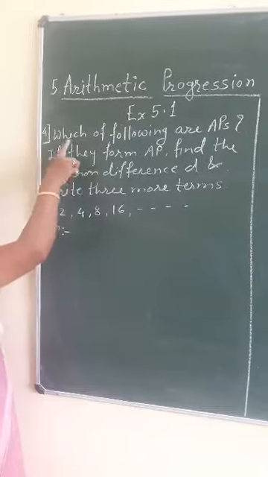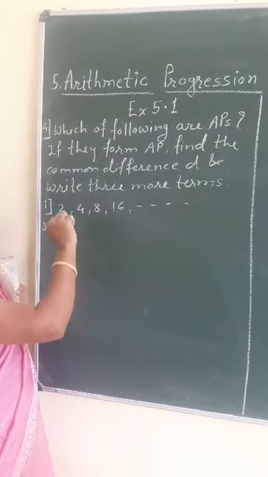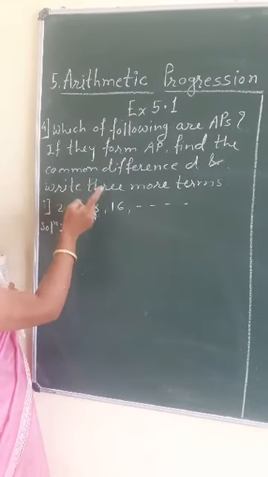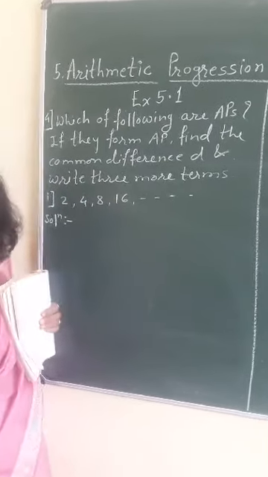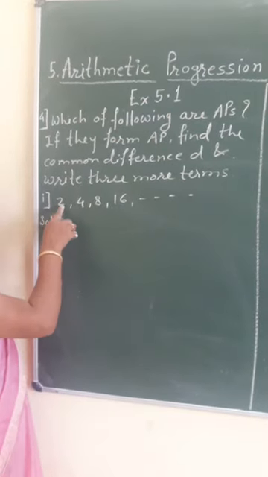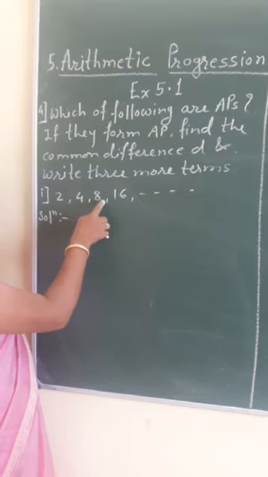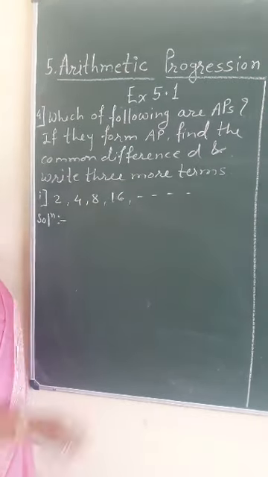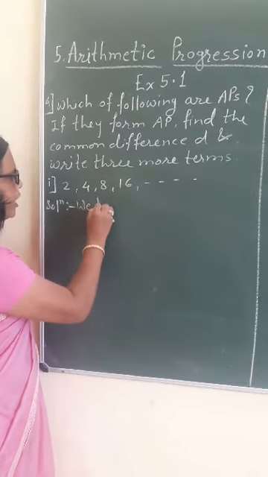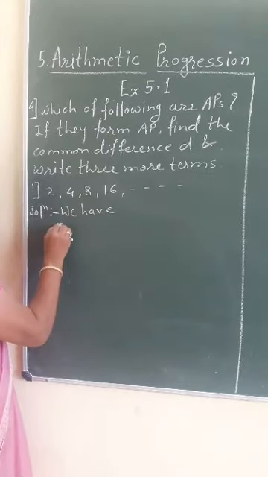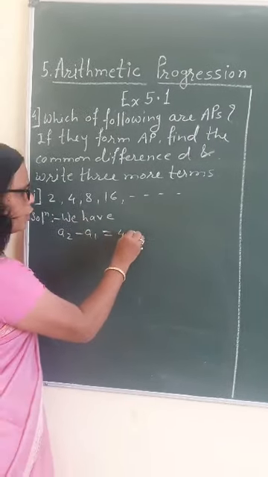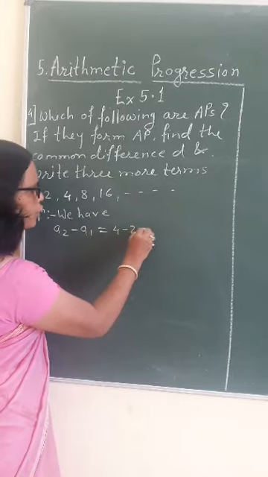Fourth problem: which of the following are APs? If they form an AP, find the common difference and write three more terms. Means here, the first problem is 2, 4, 8, 16, dot dot dot, they have given one sequence. Here we can find A2 minus A1. What is A2? 4. What is A1? 2.